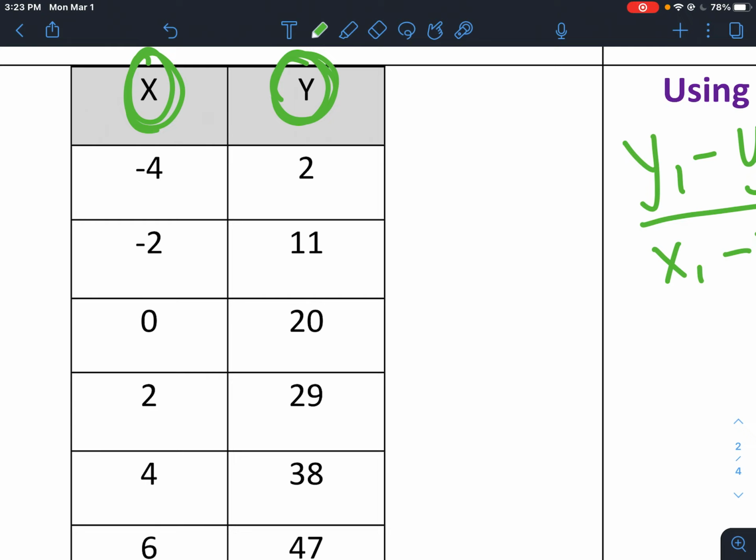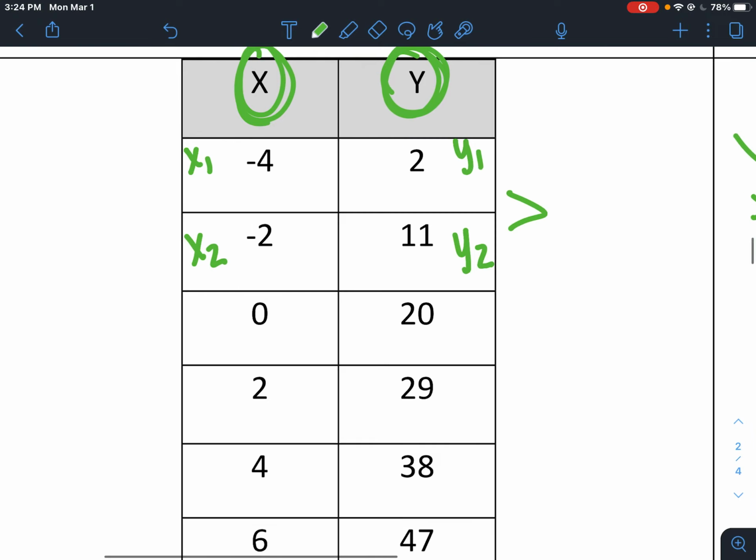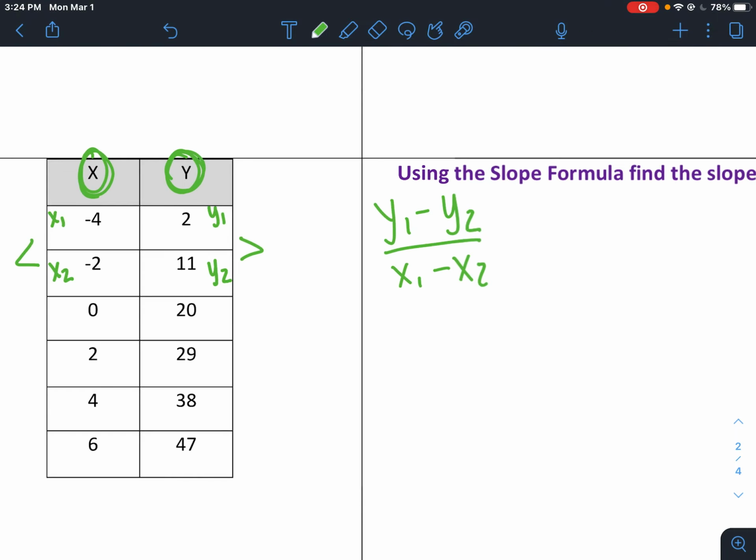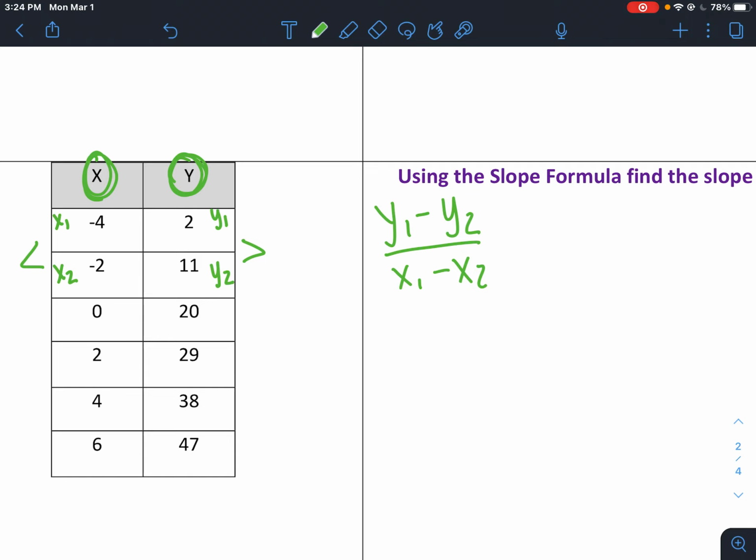Pretend this is y1 and this is y2, x1, x2. Some people will go like this, or you can write it in the formula. Either way will get you the same results. Let's plug it into the formula first.